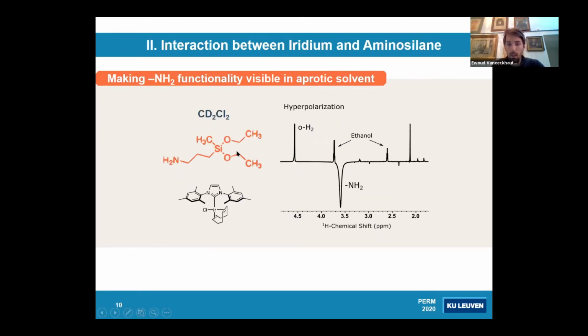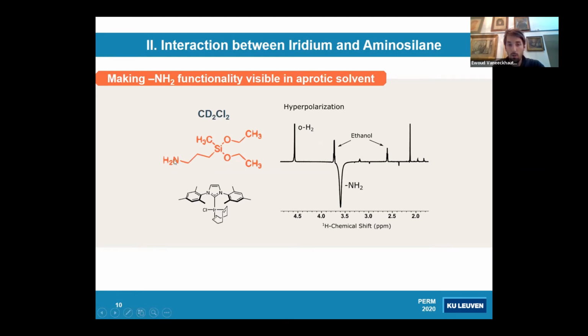One of the things we had difficulties with: we used quite a high concentration of this ligand, and we had difficulties seeing, or actually didn't see, any attached ligand form on our iridium system. In a pyridine system, you can easily distinguish which pyridine is bound if it's hyperpolarized. In our case, we didn't even see hyperpolarization of this molecule here.